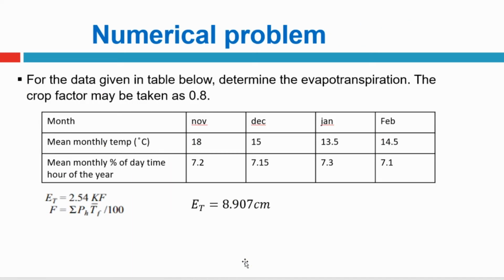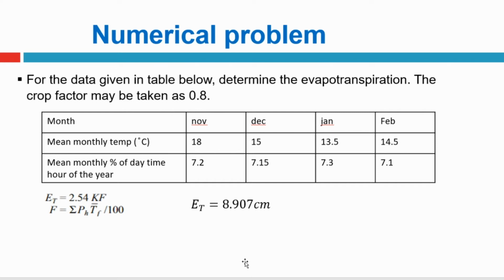Next, we'll quickly solve a numerical problem, which was given in one of the question papers. I'll read the problem: for the data given in the table below, determine the evapotranspiration. The crop factor may be taken as 0.8. So the crop factor, the K value, is 0.8. The crop is grown for 4 months: November, December, January and February.